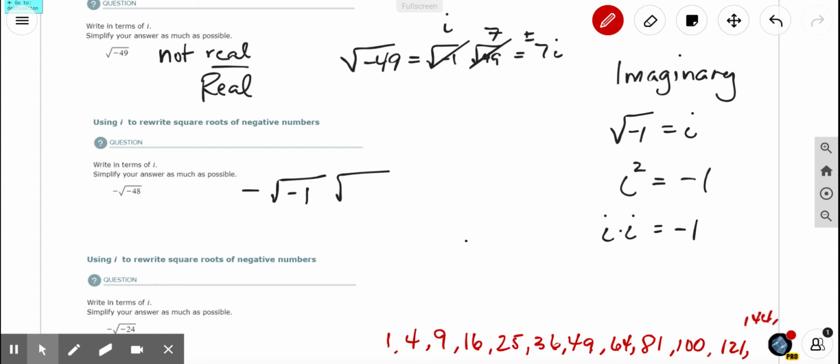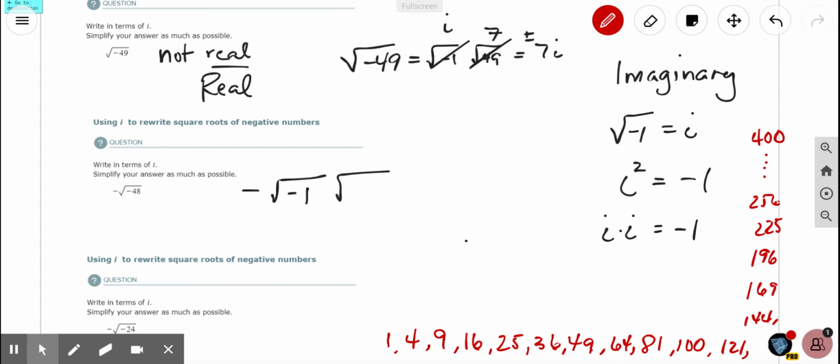144, 13 is 169, 14 is 196, 15 is 225, and then I kind of lose it. I think 16 times 16 is 256 because that's like a computer number, isn't it? And then I forget 17, 18, and then I get 20 is 400. You should be able to recognize these numbers because they're going to pop up a lot.